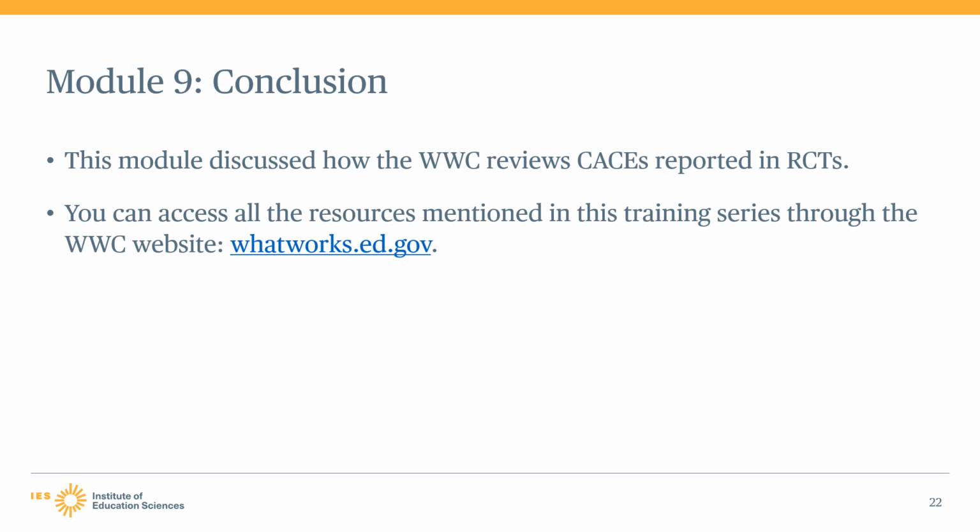This concludes our module on the WWC's standards and procedures for reviewing evidence from a unique type of advanced group design, randomized controlled trials that report complier average causal effects. You are now familiar with what types of CACE findings are eligible for WWC review and how the WWC determines research ratings for those CACE findings that are eligible for review. This now concludes the Advanced Group Design Training Series.